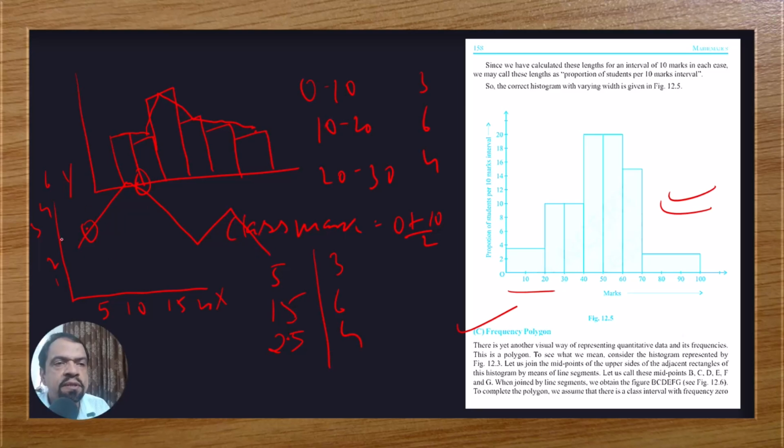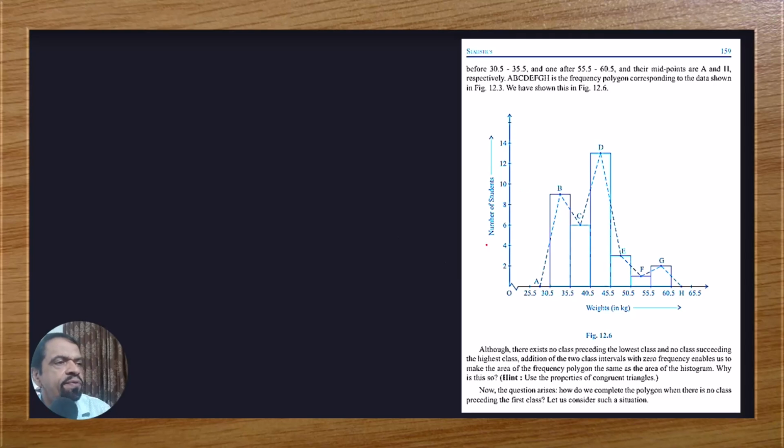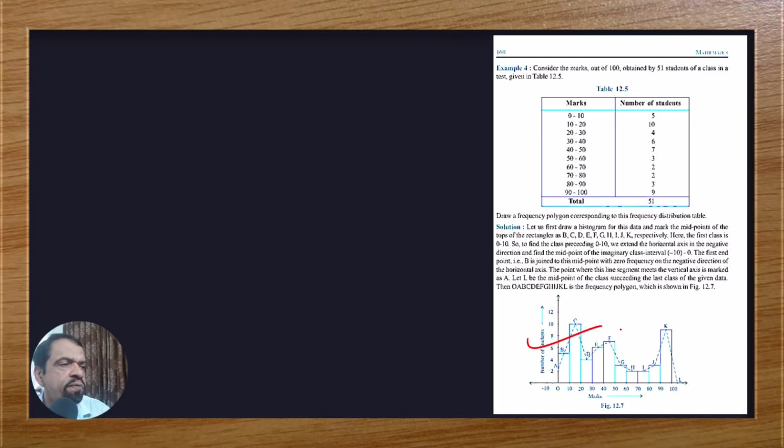So in this Cartesian plane, we can draw without the histogram and with the histogram. This is a frequency polygon. See, this with the histogram, they join the midpoints only. This is also a frequency polygon.